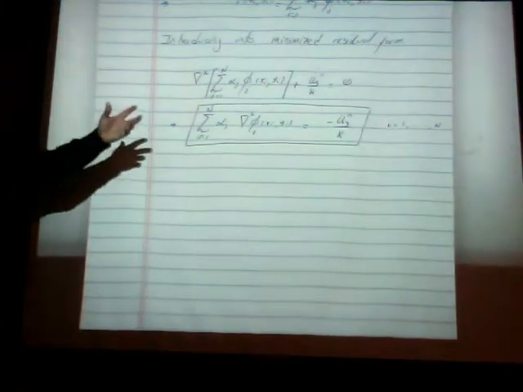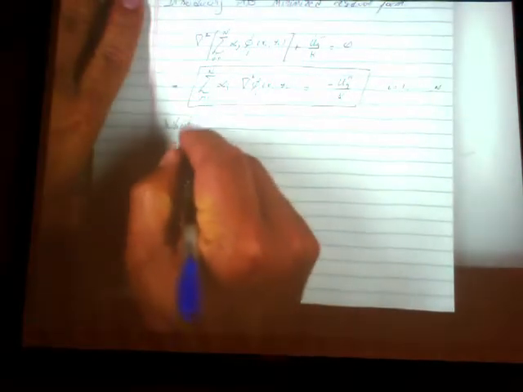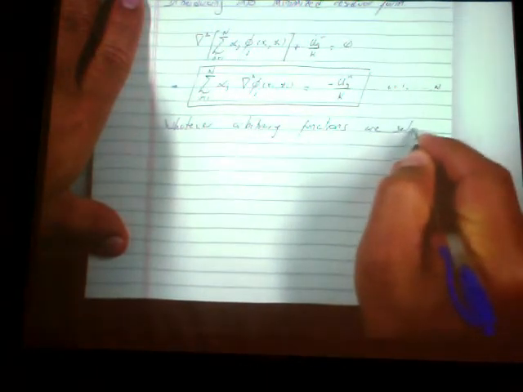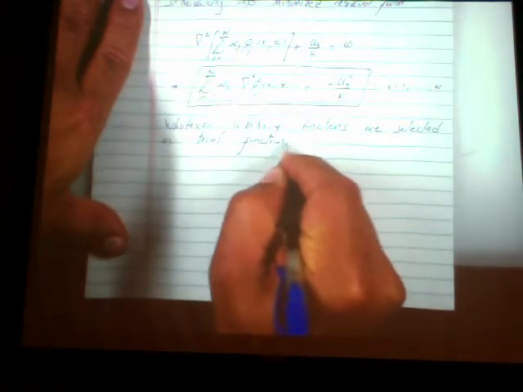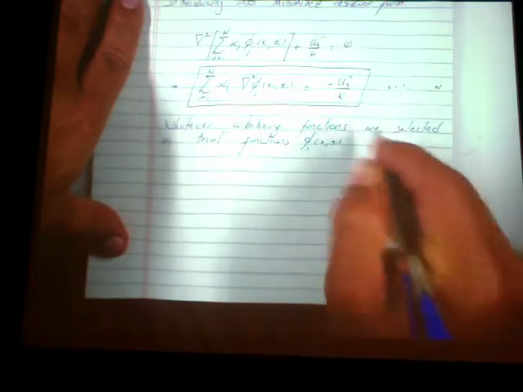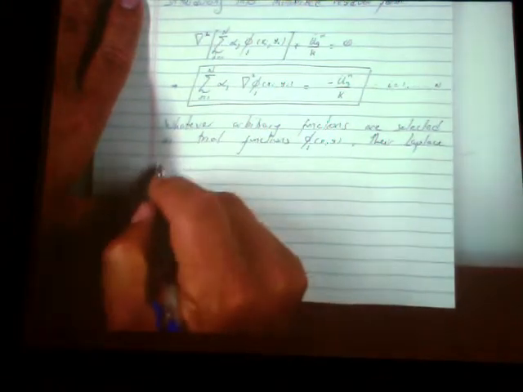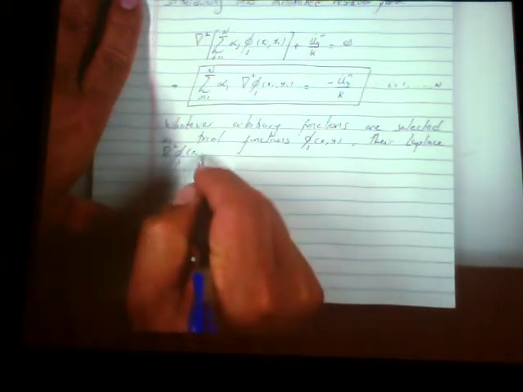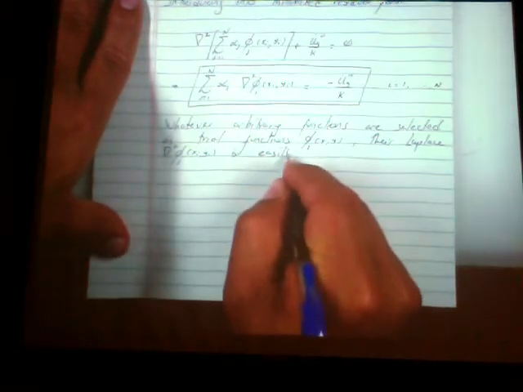Remember again, phis are arbitrary. So whatever arbitrary function or functions are selected as trial functions Vj of x and y, their Laplace, which is this, or forget about the I, is easily found.